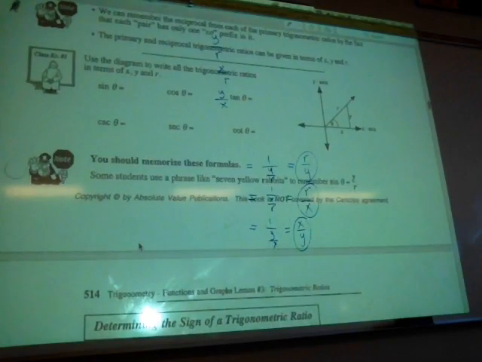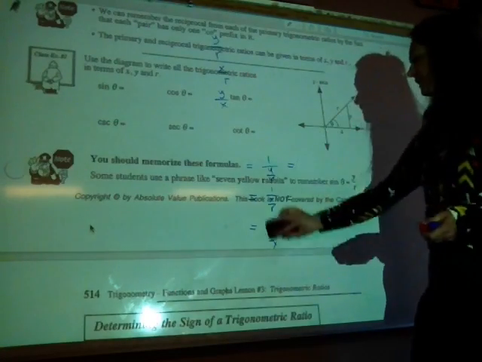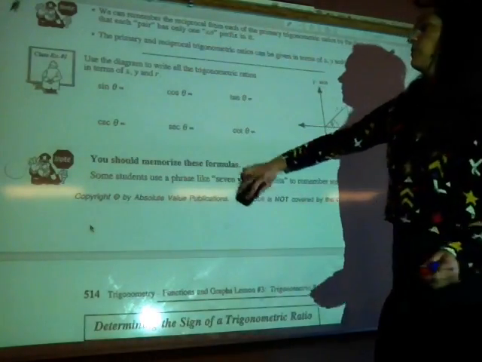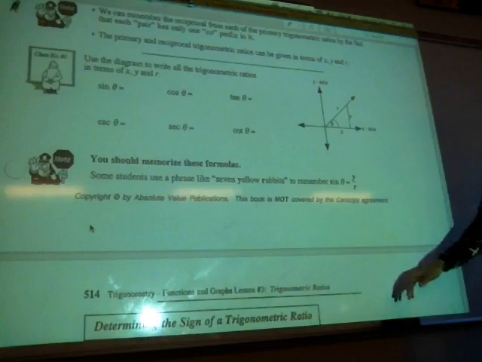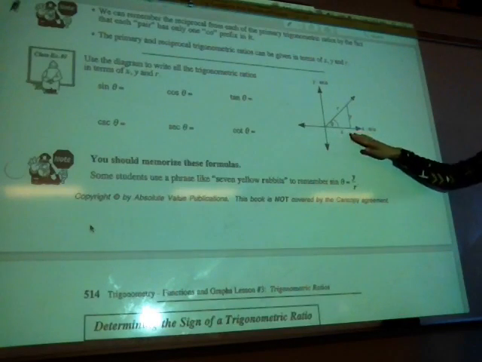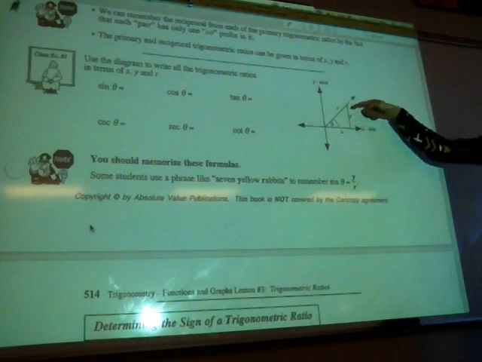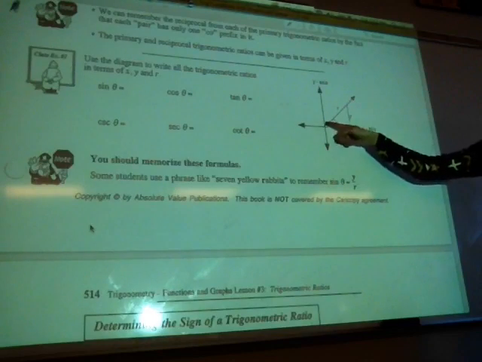Okay, and this is all applied in the example below. This time they've actually given you this set of axes and a picture, but we pretty much already summarized it. So our x-axis, that's our adjacent. On our y-axis, that's our opposite, and this is our hypotenuse.